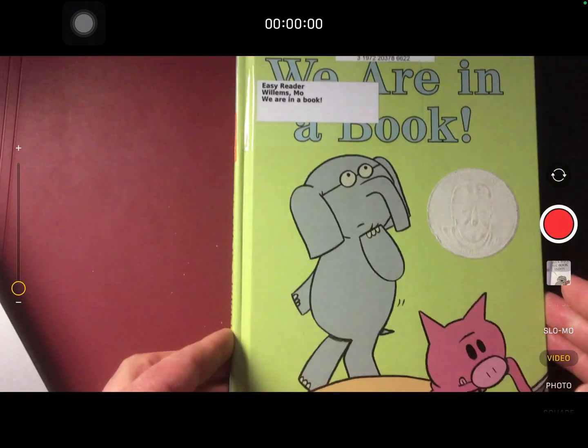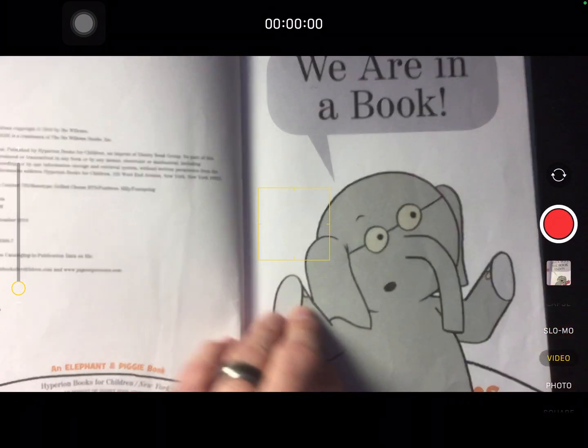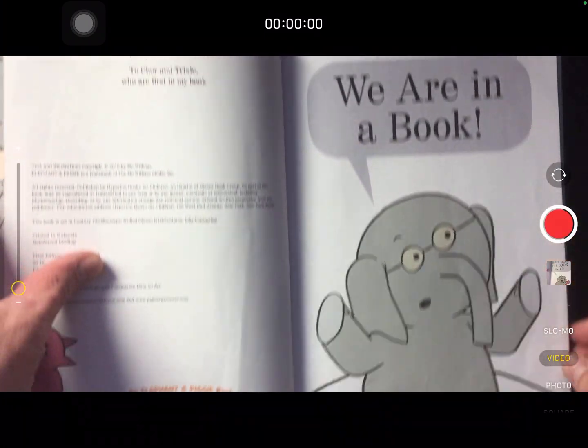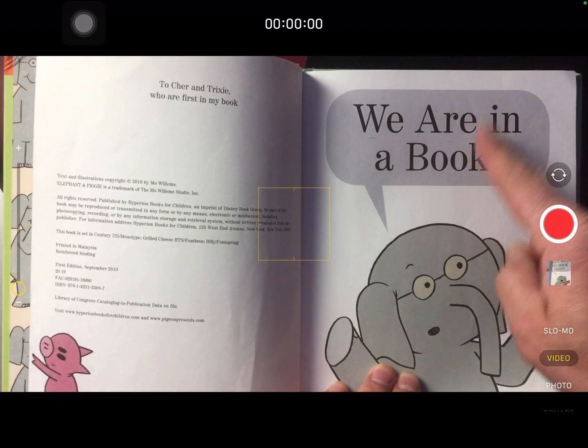So, in comic books and picture books, we use something called a word balloon. So, Elephant says, "We are in a book." And you know that because of this word balloon.